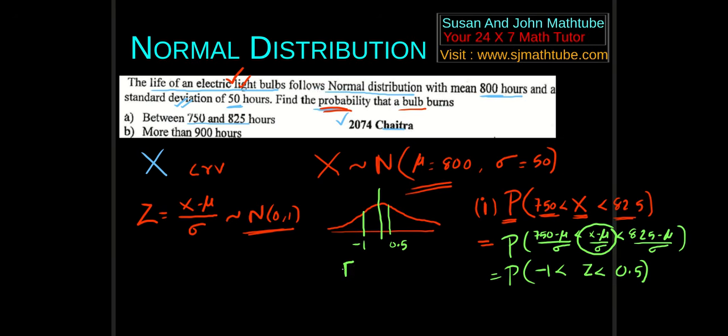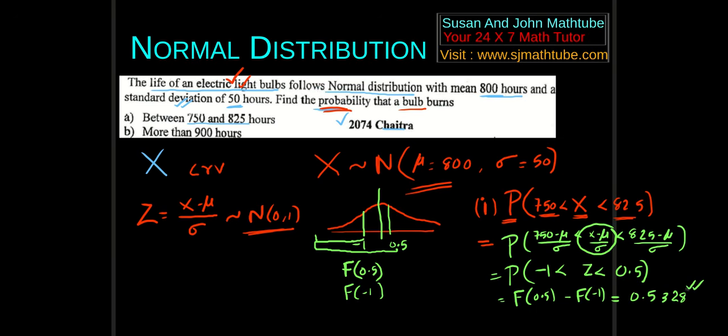So from the tables you find F of 0.5. And what do you mean by capital F of 0.5? The area from minus infinity to 0.5 under the graph. And what do you mean by F of minus 1? The area from minus infinity to minus 1. So the answer is capital F of 0.5 minus F of minus 1, and you're supposed to get 0.5328. If you get the answer, please comment below.